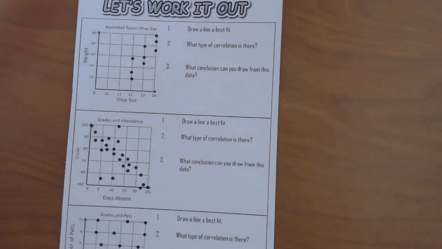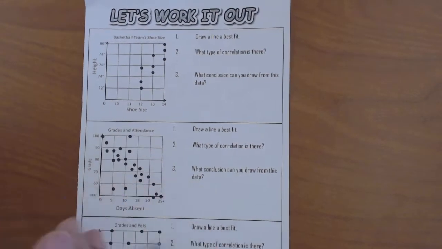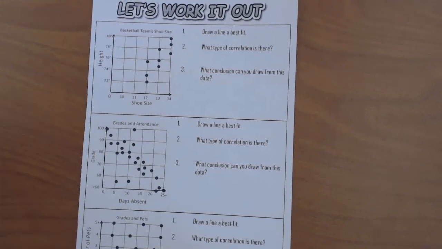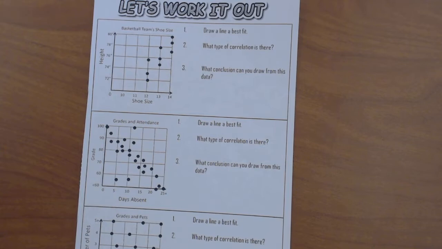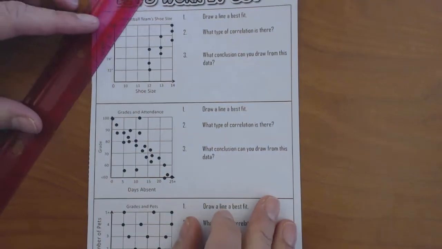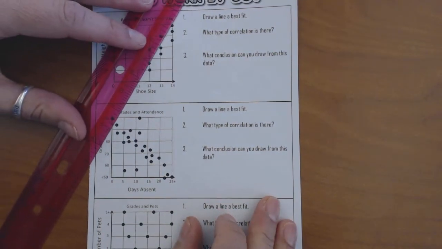So let's break out our trusty rulers here, and we're going to be working on the first one, which is shoe size and height. And this is of a basketball team's shoe size. The first thing we're going to do is draw a line of best fit. Now, when you draw a line of best fit, what you want to try to do is get as many points above the line that you're going to draw as below.